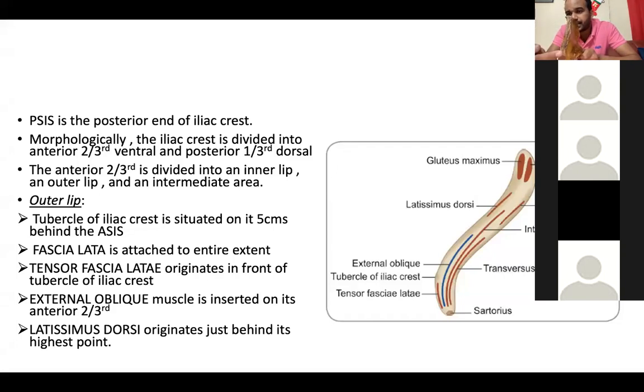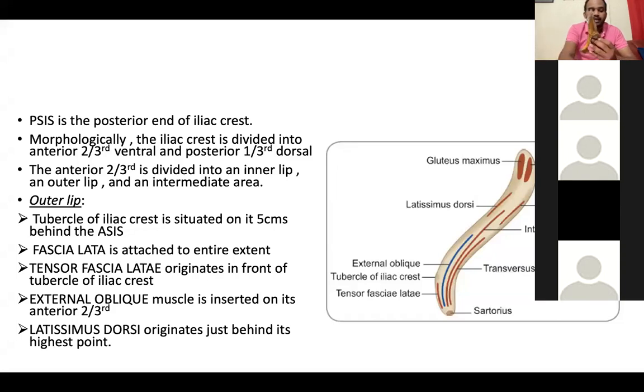This is the anterior superior iliac spine. This is the inner lip. This is the outer lip. This is the intermediate area. And up to here we call it the anterior 2/3, and the posterior most area is the posterior 1/3. I'm talking about this anterior 2/3 of the iliac crest. Outer lip I have discussed. I have to discuss the inner lip and intermediate area.